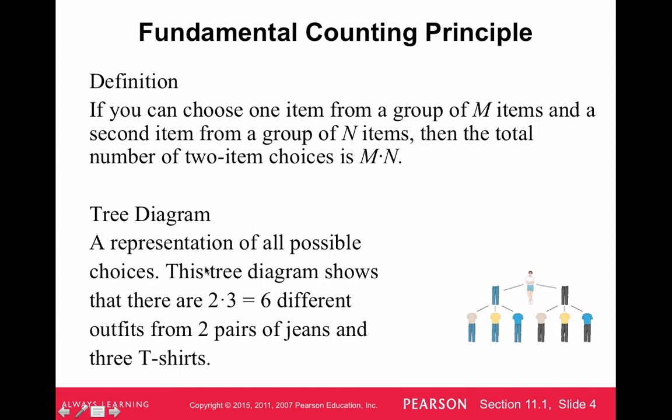So for instance, if a person is going to select an outfit, a pair of pants and a shirt, and they have two different pairs of pants, like jeans and khakis, they're going to select one of those pairs of pants. If they select the jeans, then they have three different shirts to pick from: tan, yellow, and blue. Or if they pick the khakis, tan, yellow, and blue shirt, that gives us 6 different combinations of outfits. The reason is that there's 2 choices for the pants and 3 choices for the shirts. 2 times 3, 6 different outfits.